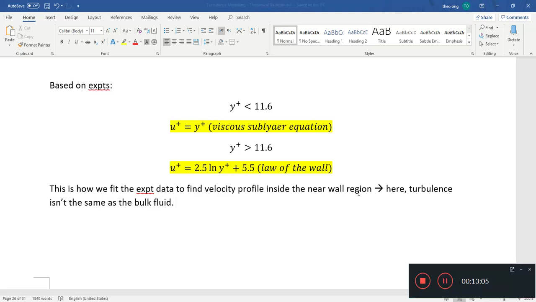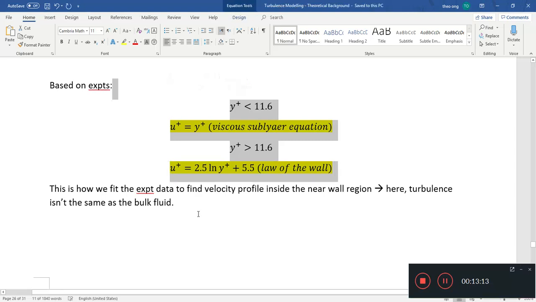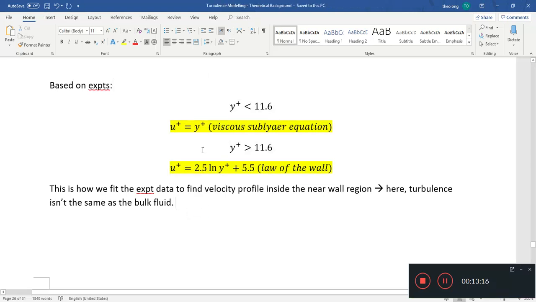So remember, when we have our K epsilon model, in the bulk fluid we will have this K epsilon model going on, but near the wall we will have to apply these wall functions, these near wall functions, in order to have an accurate representation of the velocity profile. Okay, so this is based on a model.